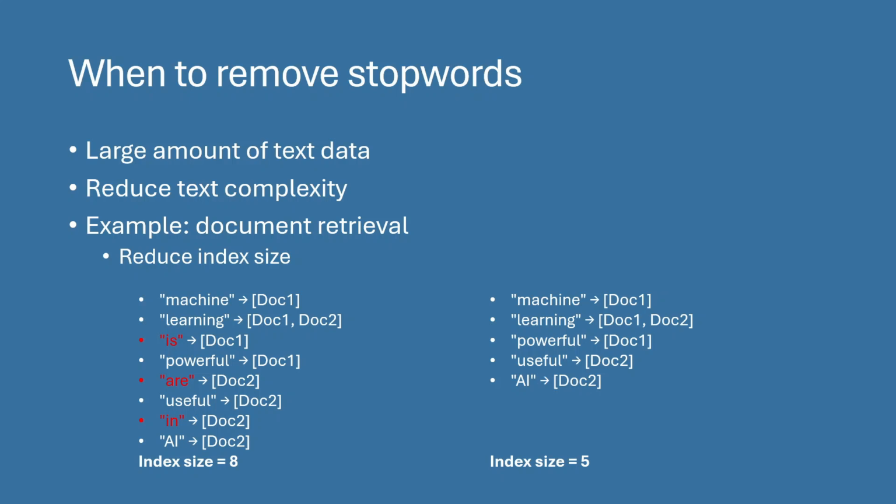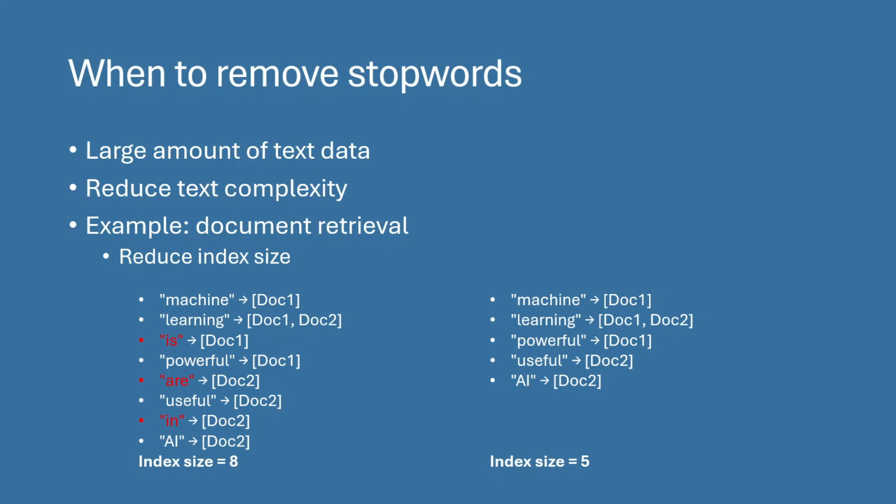An example task where removing stopwords is useful is in document retrieval. In document retrieval, we create an index where we map each word in the vocabulary to the documents that contain them. This is a toy example where we have a small vocabulary and only 2 documents, but we can see that the words is, are, and in are included in the index. But then if we were to apply stopword removal, the index would reduce its size to 5.